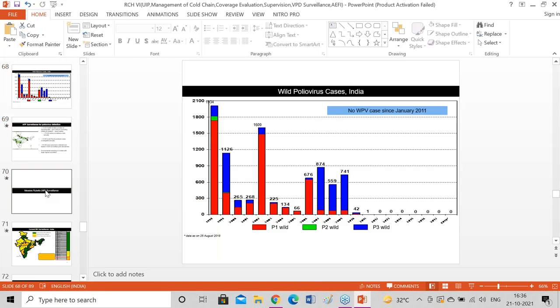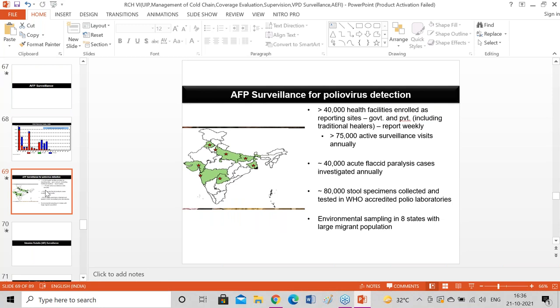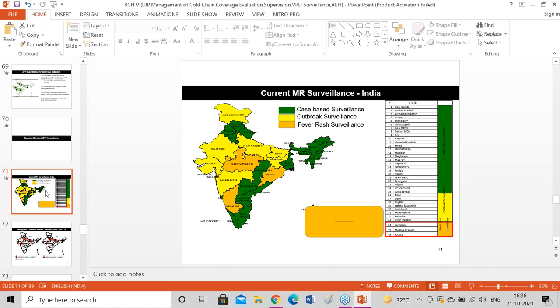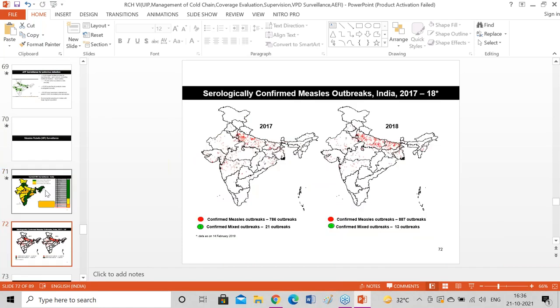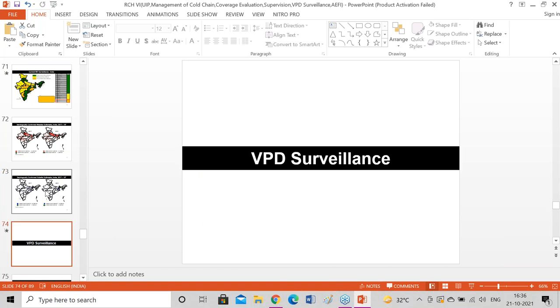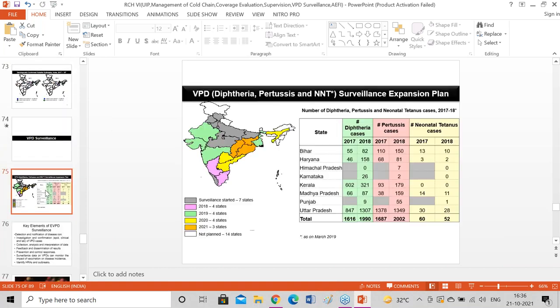Examples are the AFP surveillance that we do for polio virus detection. You should know a bit about this. How is the AFP surveillance done? Acute flaccid paralysis cases have to be investigated, including collection of stool samples. Similarly, the measles rubella surveillance, and VPD surveillance, vaccine preventable diseases surveillance. These give data on how many cases of each VPD we are having, so that we can plan our further activities.